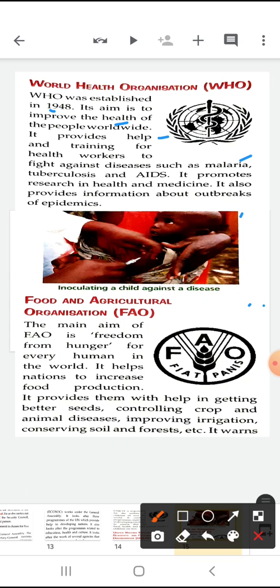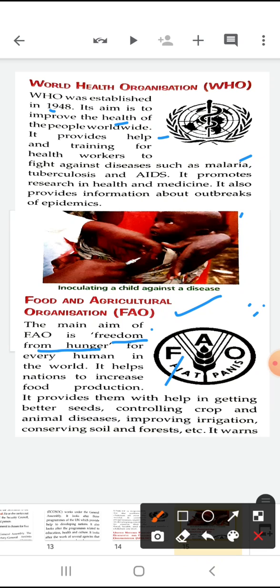Now we have Food and Agriculture. The next special agency is the Food and Agricultural Organization. The main aim of the Food and Agricultural Organization is freedom from hunger. Freedom from hunger for every human in the world is the main aim.